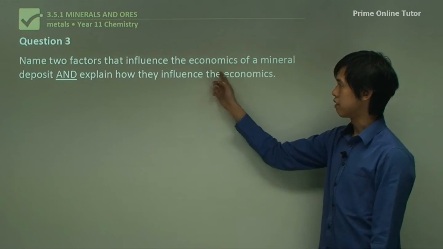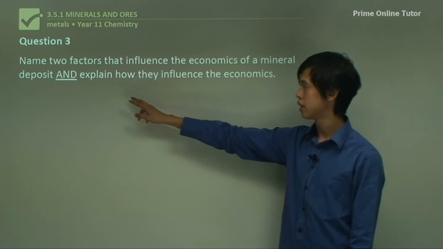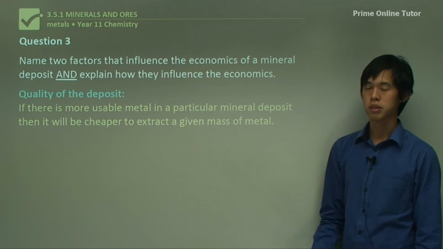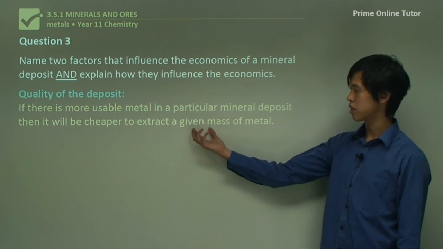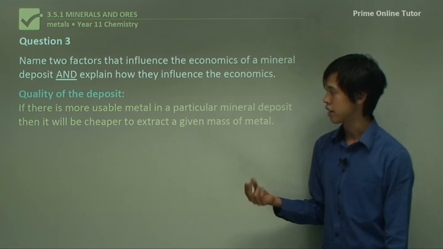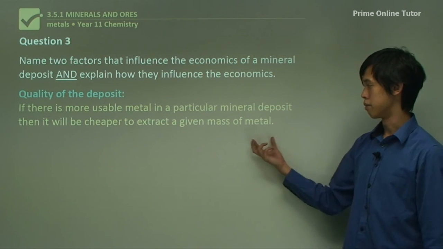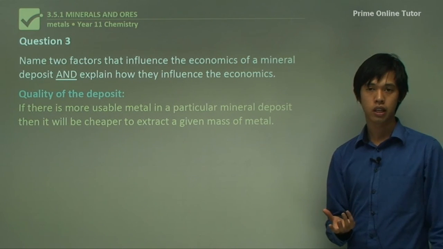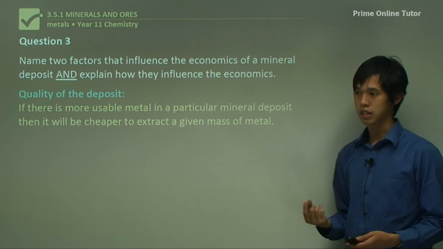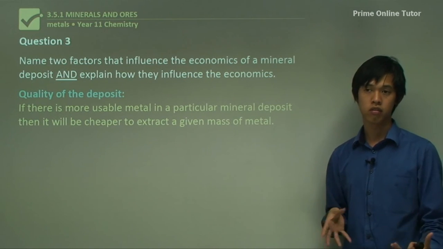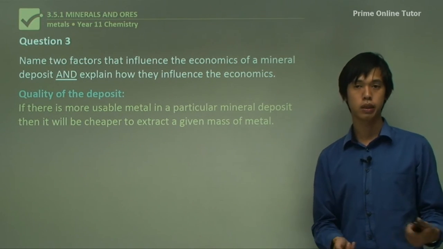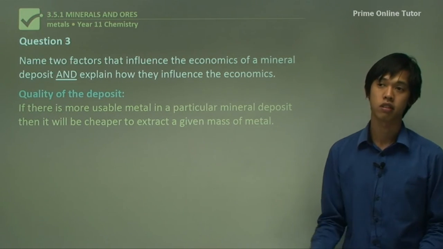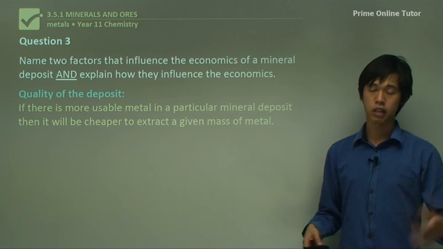Name two factors that influence the economics of a mineral deposit and explain how they influence the economics. One could be the quality of the deposit. If there is more usable metal in a particular mineral deposit, then it will be cheaper to extract a given mass of metal. So if I wanted to get 1,000 kilograms of that metal out of that mineral deposit, it's probably easier, because I don't have to dig out as much. If there's less, I have to dig out more of the surrounding area to find more minerals.